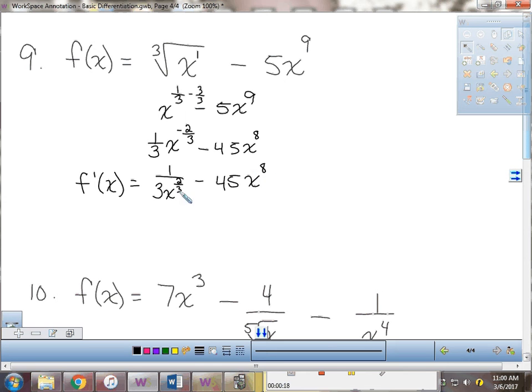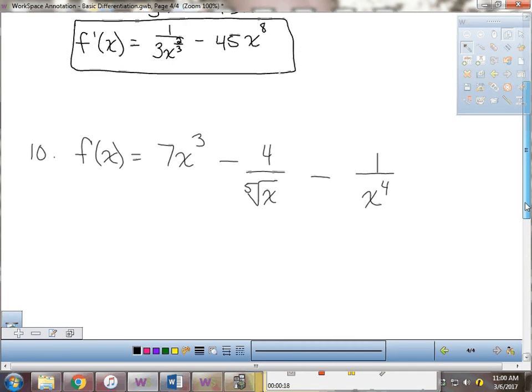And again, you can leave it like that. If you want to put a root, this would be the 3rd root of x to the 2nd. And I think most of you are pretty good with your fractions, but if you're not good with this, just say 1/3 minus 1 in your calculator. It'll tell you that that's negative 2/3. You don't have to put a lot of effort into that if you don't want to.